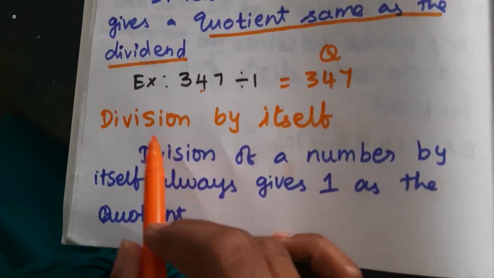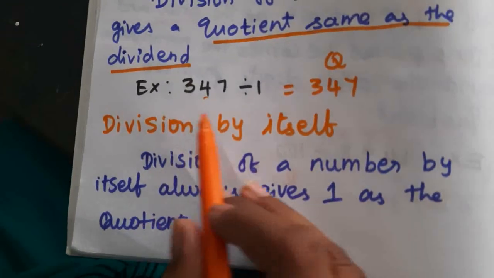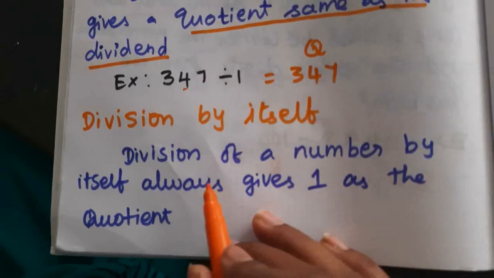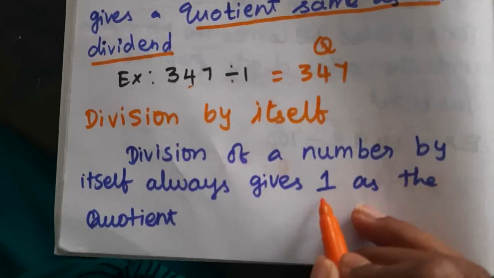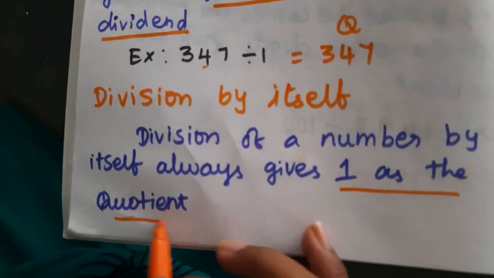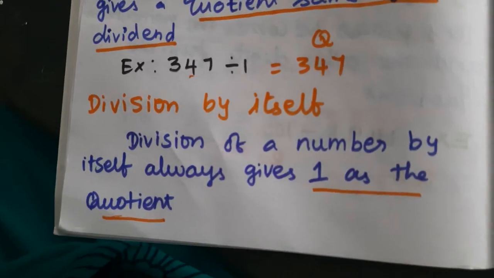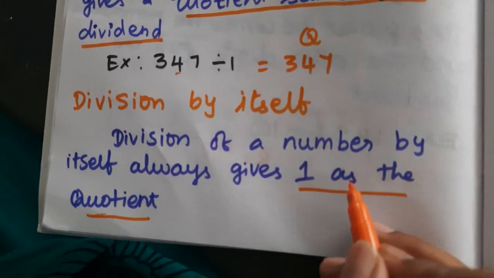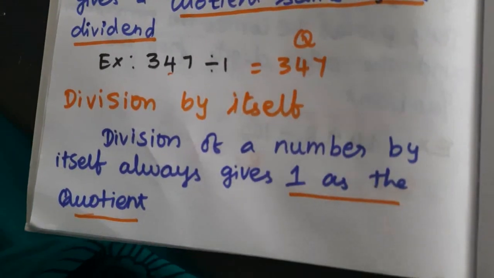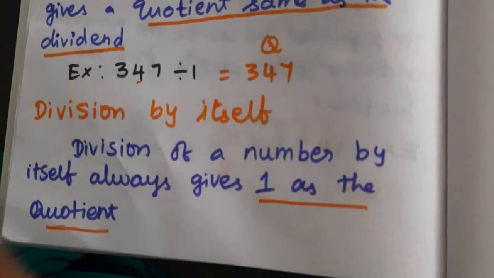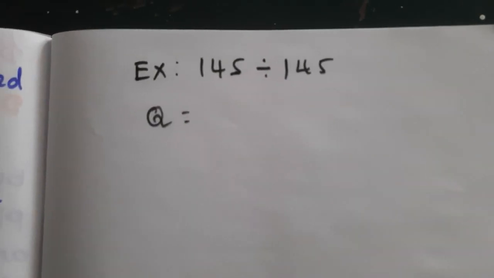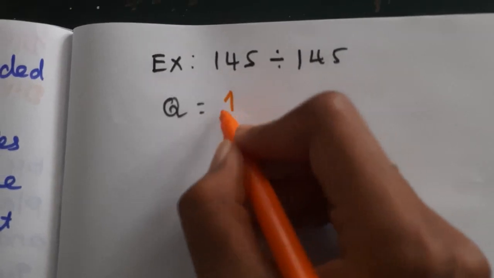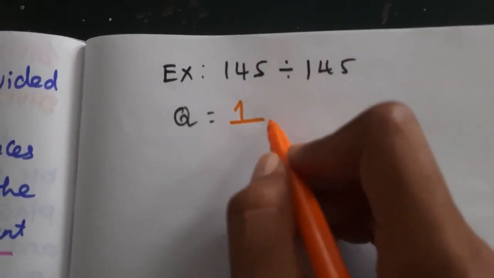The next property is division by itself. The division of a number by itself always gives us 1 as the quotient, because when we divide any number by itself, the quotient is always 1. See the example: 145 divided by 145, the quotient is 1.